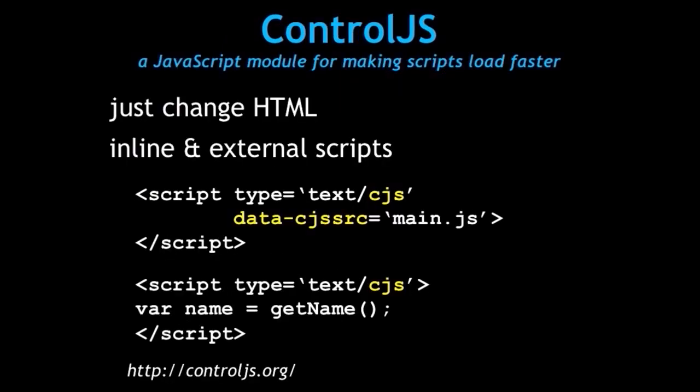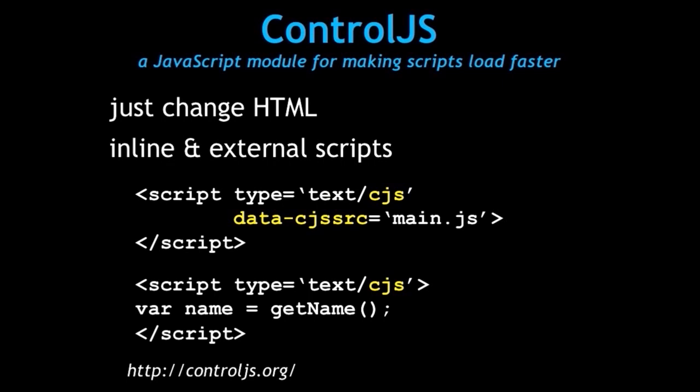I created this JavaScript loader called Control.js. It's open source. You can go to controljs.org and download it. This is used by the Washington Post. Some other big companies are using it as part of their web acceleration framework. And I took this different approach. Two main things I wanted to have happen was I wanted a script loader that could be loaded asynchronously itself, so it didn't block the page itself.